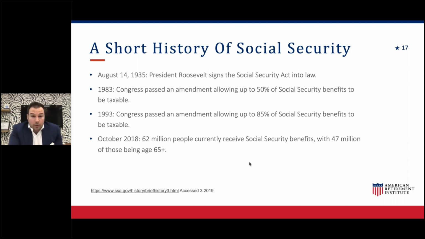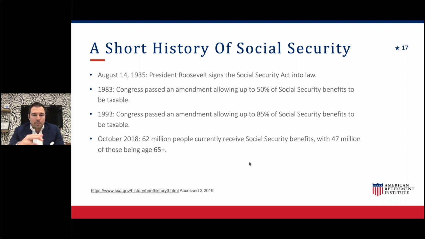When Social Security first started in 1935, all of the benefits were tax-free, no taxation on benefits. In addition, there were 16 workers for every one person receiving a check. 16 people in the workforce for every one person receiving a check.